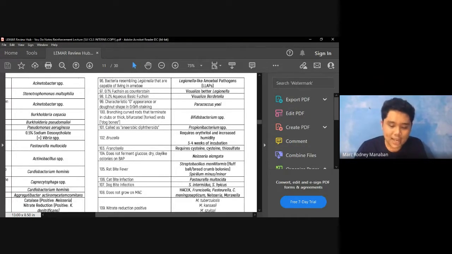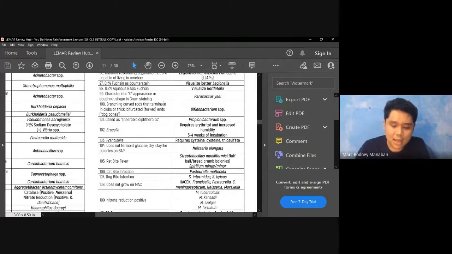Alright? Okay. Now, O appearance or donut shape in your gram staining, this is Paracoccus yeei. Hindi ko makapalos ako pronounce. I think yeei. Okay. Yeei. No? Paracoccus yeei. Donut shape or O appearance under gram staining. Next, branching curved rods, mura siya dog bones, Bifidobacterium species.